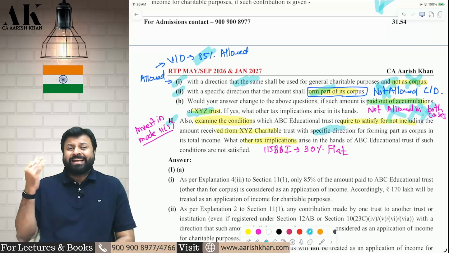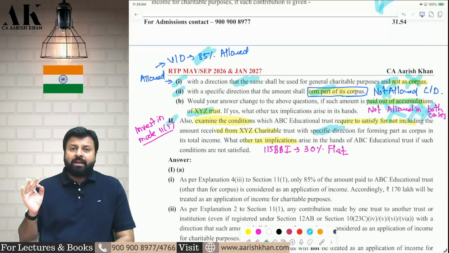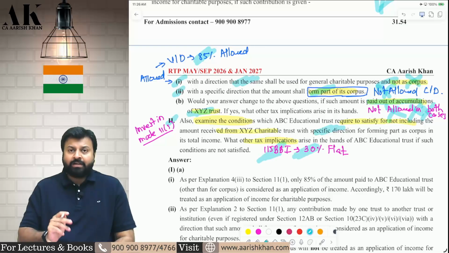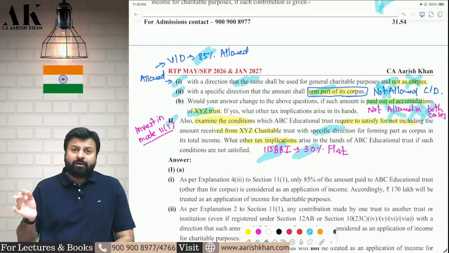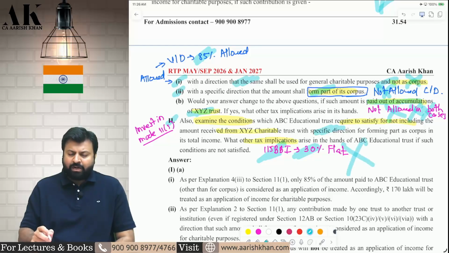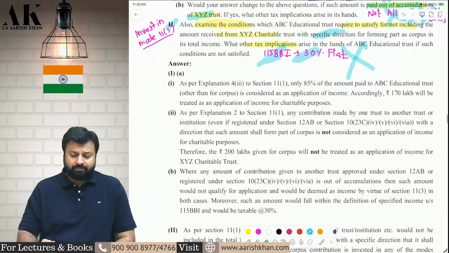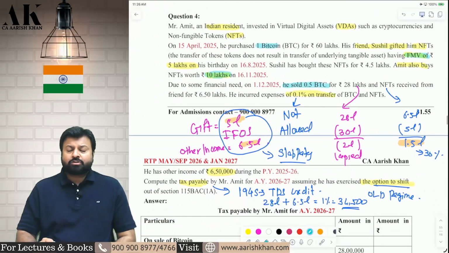If you deposit that anywhere else other than the mode specified in 11.5, it will be taxable under 115BBI at flat 30%. It will be considered as violation of 115BBI. So the rule is very simple. When you receive corpus donation, deposit in the mode specified in 11.5, and if you do not, then it will be taxable at 30% under 115BBI plus surcharge if applicable plus cess. No deduction of any expense will be allowed under 115BBI. I hope it is clear to all of you. Let's go to next question.